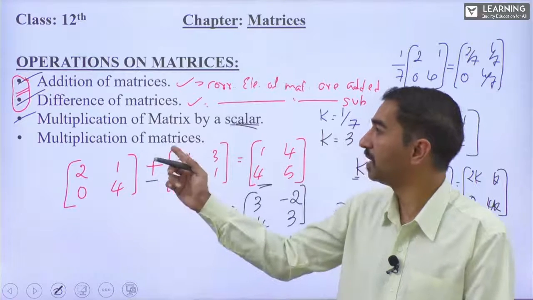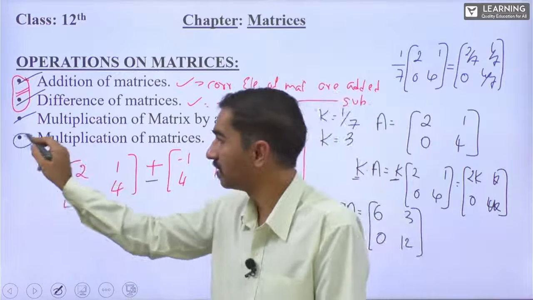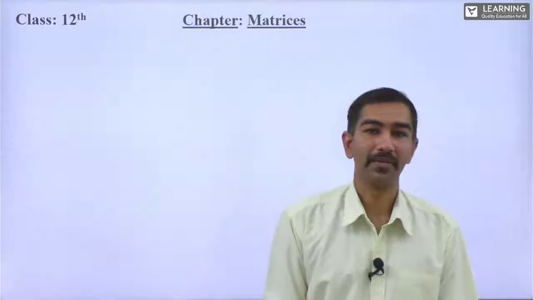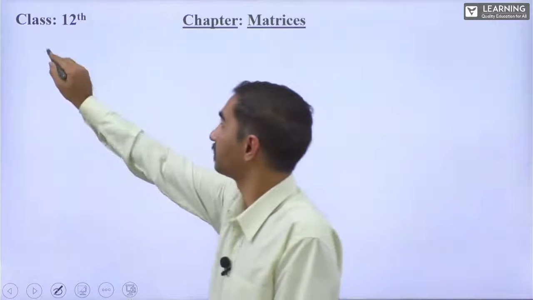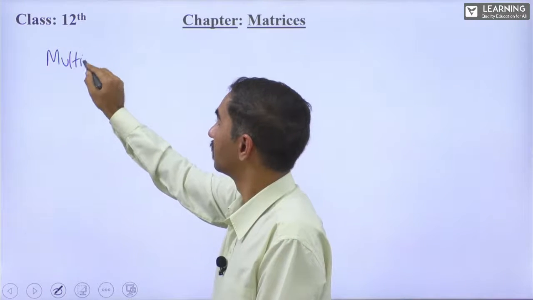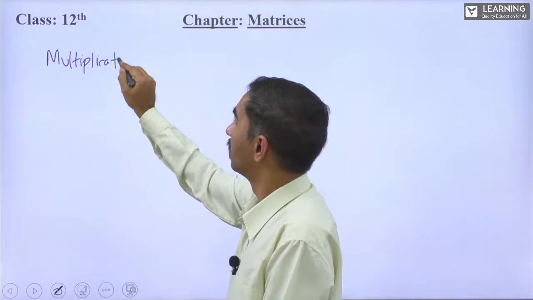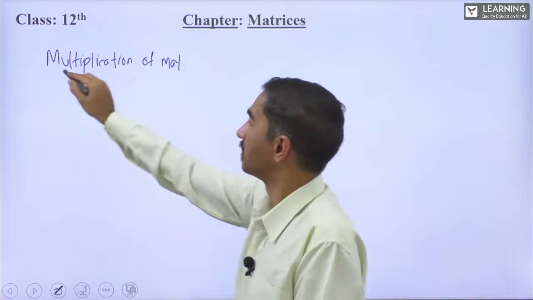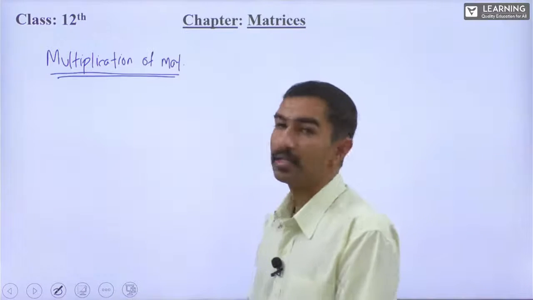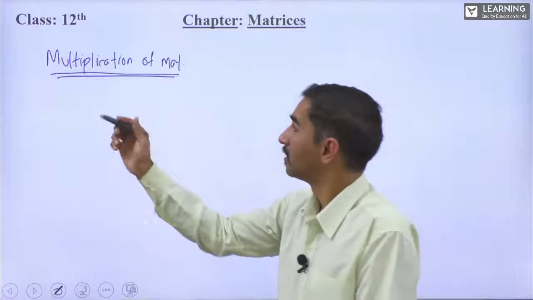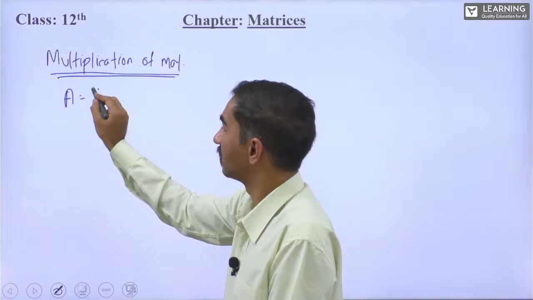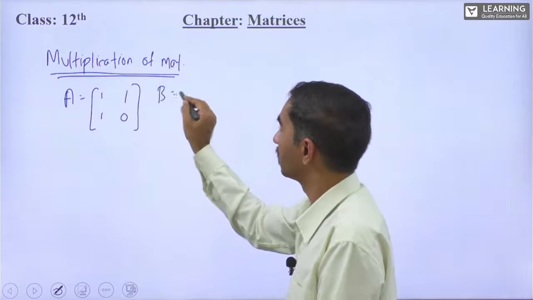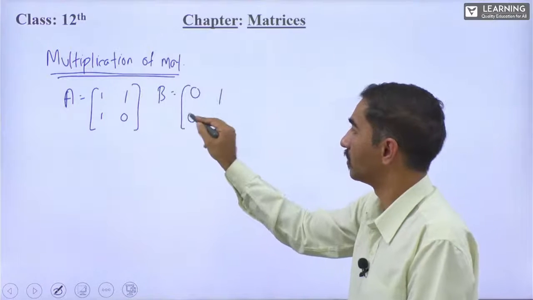The next one which we have is multiplication of matrix. So students, this is special. So pay attention. We'll start with multiplication of matrices. Let us take two matrices. So A equals 1, 1, 1, 0 and B equals 0, 1, 0, 1.